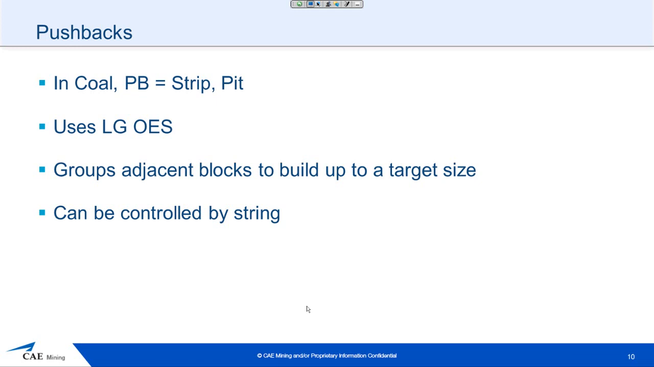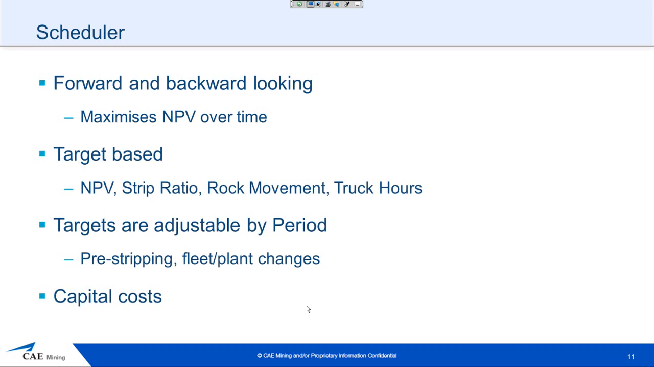So our scheduler is forward and backward looking. It maximizes NPV over time, and it considers not just every year sequentially, but it will consider multiple years and what gets the best result over time. It is target-based. I know I said before that it maximizes the NPV, but we can also have different targets such as strip ratio, rock movement, truck hours if you're using the haulage, and those targets can be adjustable by time period.